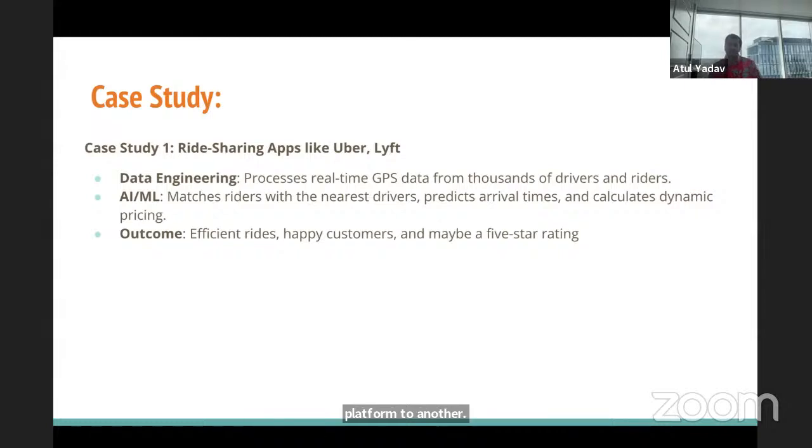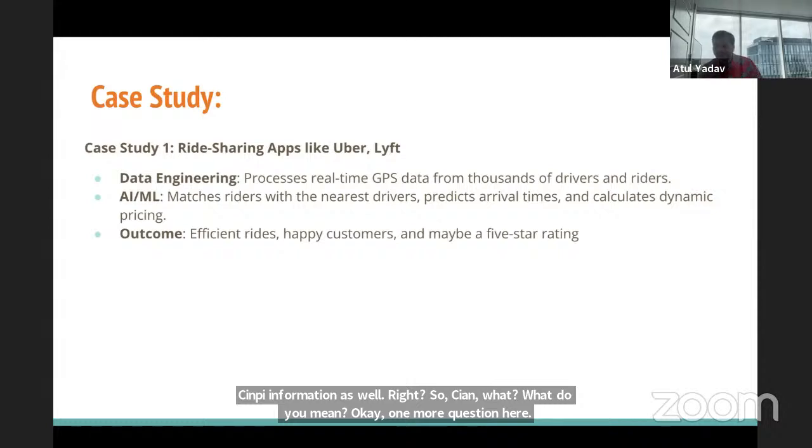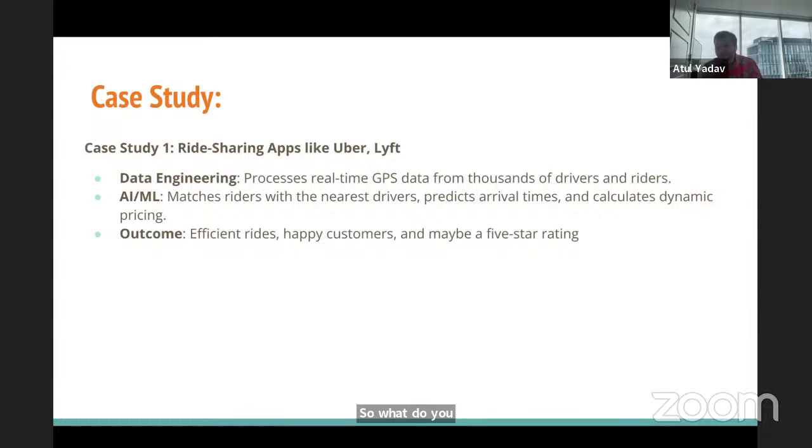So CI and PI, what do you mean? Okay, one more question here. What do you understand by PI and CI here? PI and CI. I don't know. Okay. Kostov does not know. Okay, no worries. Fine. How about others? New to us. Wow.